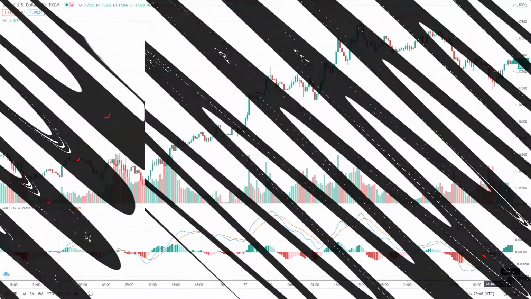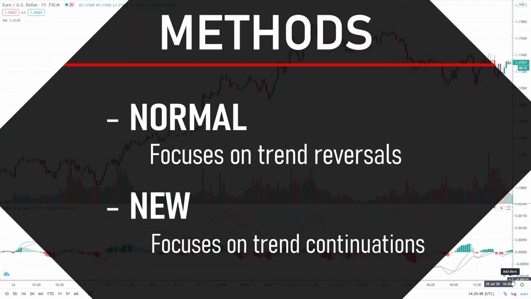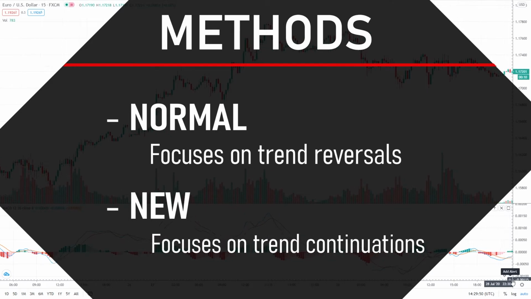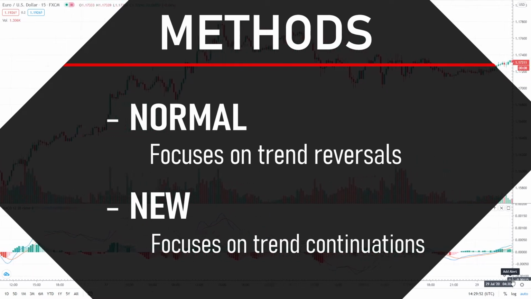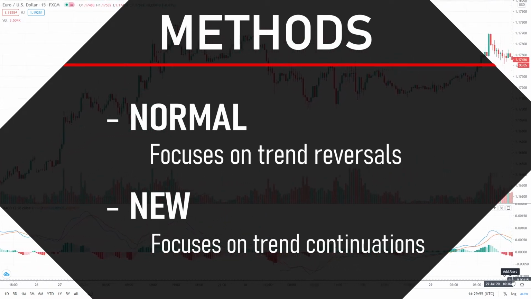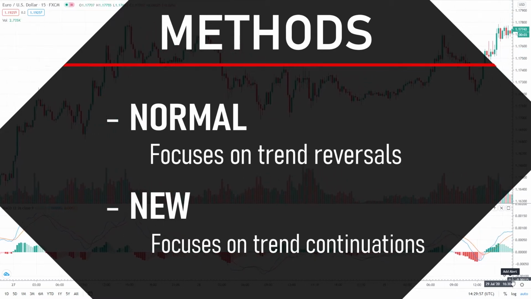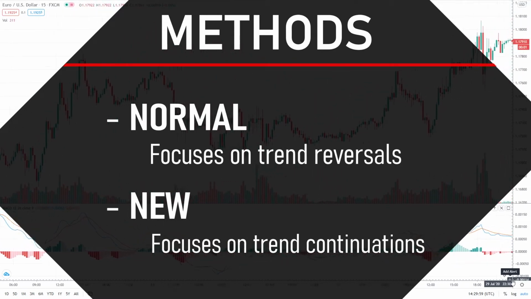For the normal method, it focuses on spotting reversals, as the lines are below the baseline when you go long. However, the new method focuses on trend continuations, as you enter a long position when the lines are already above the baseline.